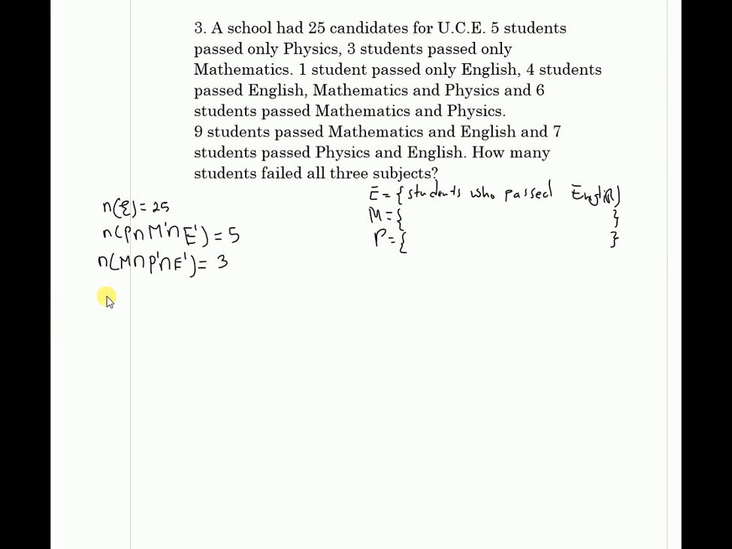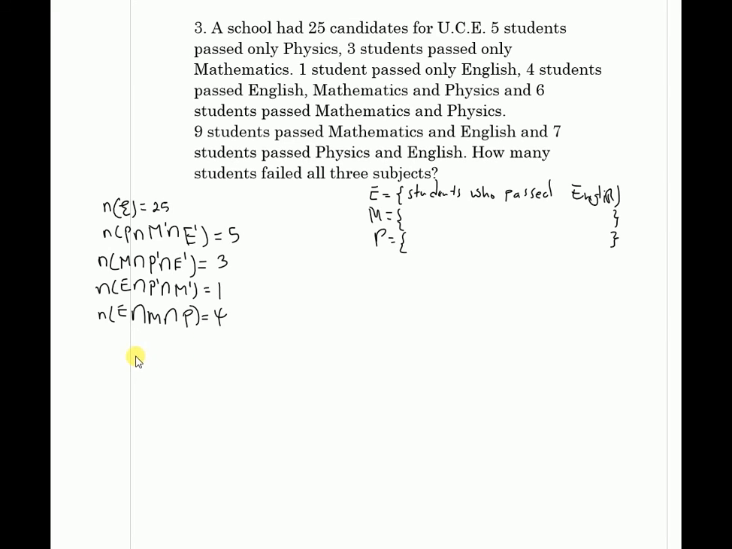We have that one student who passed only English. Number of English intersection P complement intersection M complement. This one is 1. 4 students passed English, mathematics, and physics. This is English intersection math intersection physics. These were 4 students.